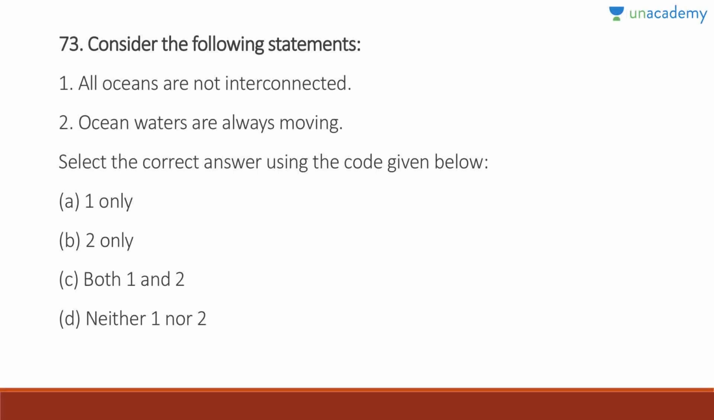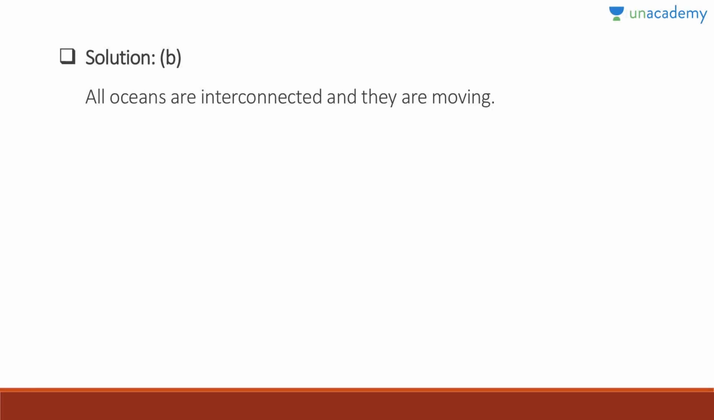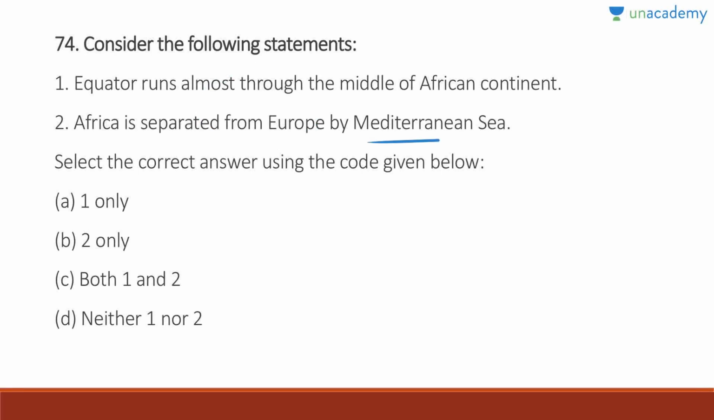Question number 73. Consider the following statements. All oceans are not interconnected. No, this is absolutely wrong. Each and every ocean is connected. All the oceans are interconnected and they are moving. Ocean waters are always moving. Yes, they are moving because they are interconnected. So answer here is B, 2 only. So all the oceans are interconnected and they are moving.